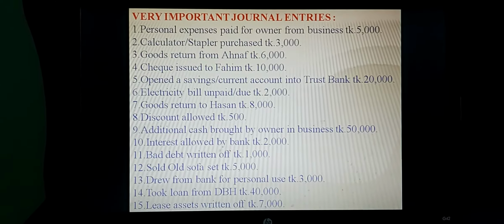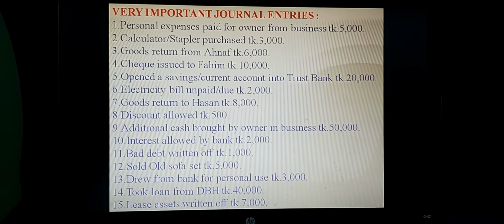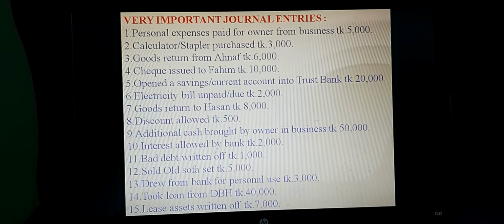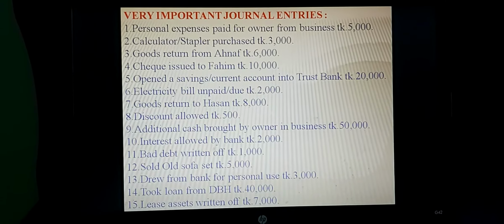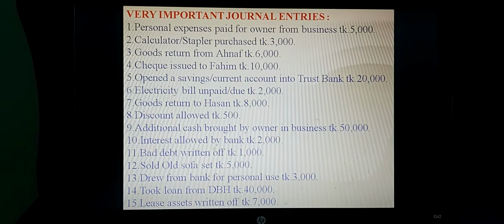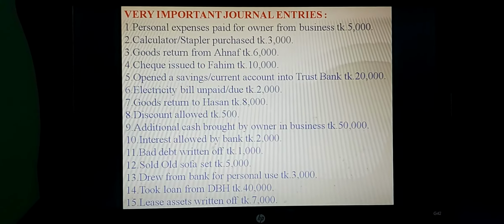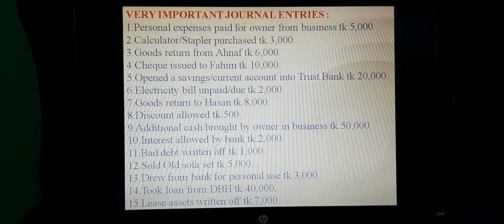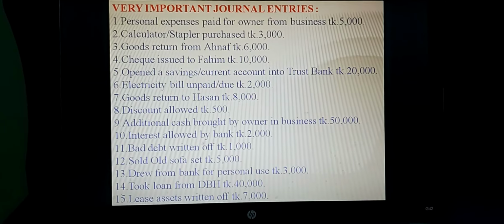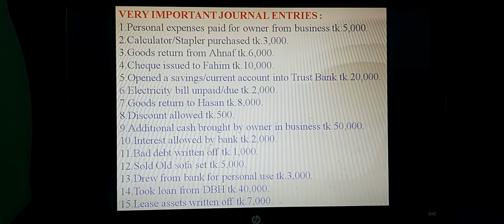Okay, transaction number 5, opened a savings or current account into Trust Bank. When an account is opened in any bank, the balance of the account increases. So when bank balance increases, then bank account debit. For depositing money, cash decreased from business, so cash account is credit. For this transaction you can write bank account debit, cash account credit.